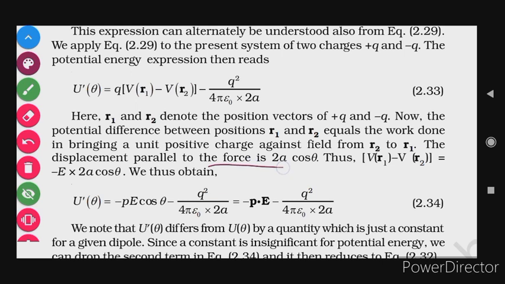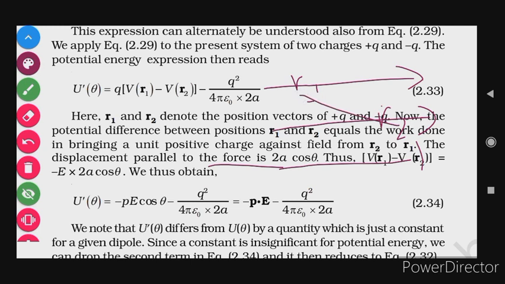Distance parallel to the force is 2a cos theta. The electric field is in this direction and we are moving the unit positive charge from r2 to r1, against the electric field, making an angle theta. So what will be the displacement along the direction of the force? This will be 2a cos theta, because the distance between the two charges of the dipole is 2a, so this length will be 2a cos theta. So the displacement parallel to the force is 2a cos theta.